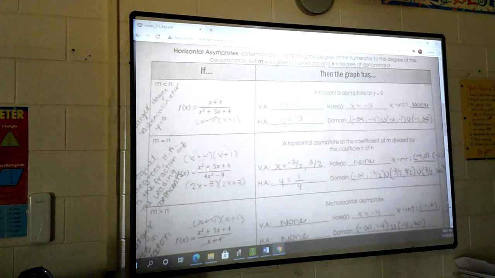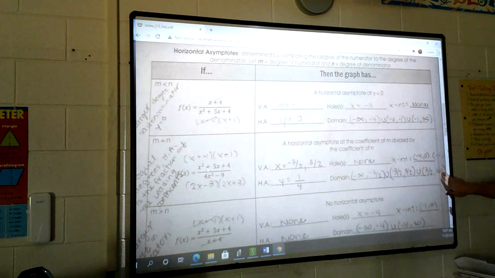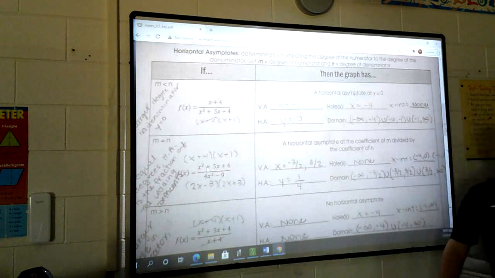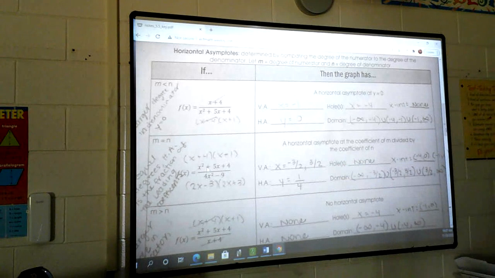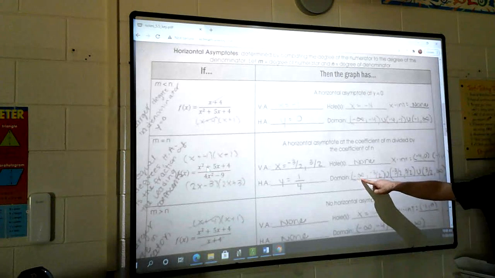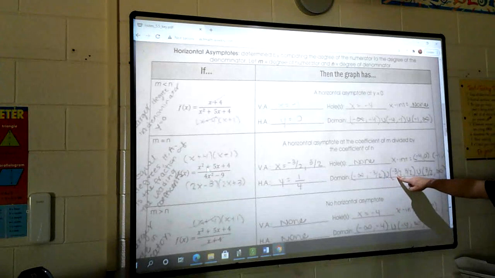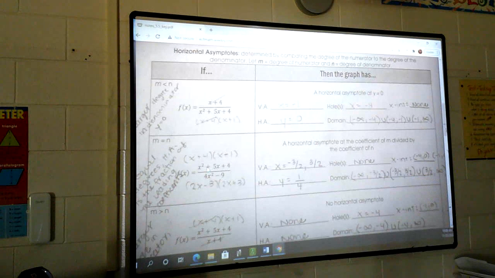Now, remember, your domain always goes from -infinity to +infinity, and it stops where there's a hole or a vertical asymptote. There are no holes here, so it's only going to stop where there's a vertical asymptote. So we go from -infinity all the way to -3/2, and we have to stop. Then we pick back up at -3/2 and go to 3/2, then we have to stop, and then we go from 3/2 all the way to infinity. So we're just going from -infinity to +infinity, and we're just stopping where there's a hole or a vertical asymptote.